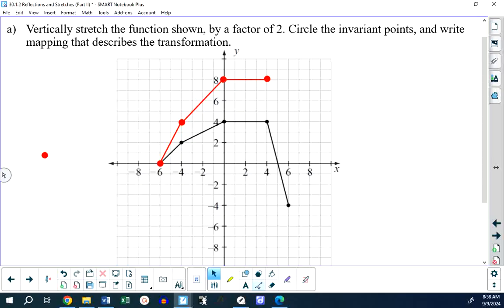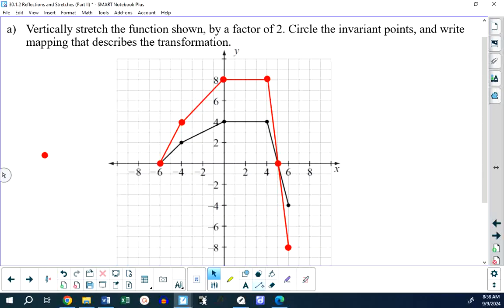And then finally, we can take this point, which is 4 below, and it will be 8 below. And we can connect these two. And if you've done a decent job, you will notice that there's a point on the x-axis of intersection between the two functions, the original and the stretched. And that point is a point of intersection because that would be an invariant point.